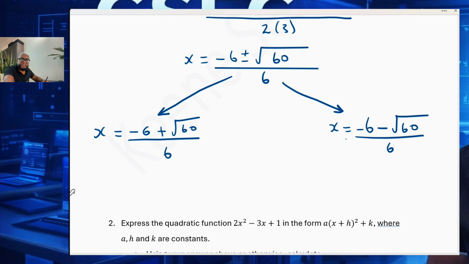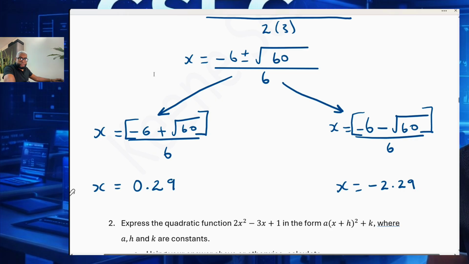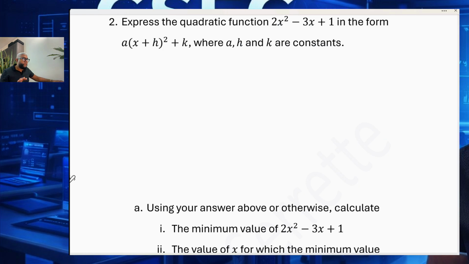Give me my answers to two decimal places, please. So my two answers here, the first one will be x is equal to 0.29. Now guys, something we need to practice is you need to put 2 dp. We need to practice putting these things to 2 dp. Okay? Put that in, please. That is very important.